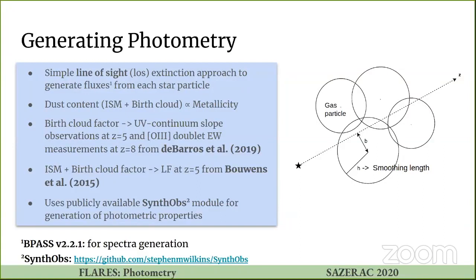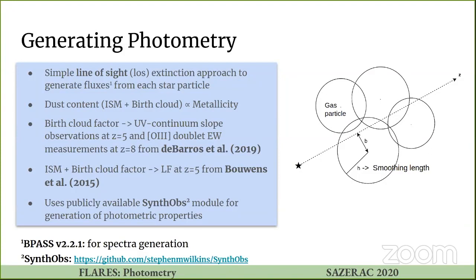We use BPASS to generate spectra for each star particle in the simulation, treating them as a simple stellar population. We trace this along the line of sight, which is the z-axis in our case. The starlight is attenuated by their birth cloud component as well as the intervening interstellar medium. Now we assume that this dust content is proportional to the metallicity of these components. There have been a few studies which have shown that there is a gradual evolution in the metallicity, but we ignore this for this work and will try to probe that in a future work.